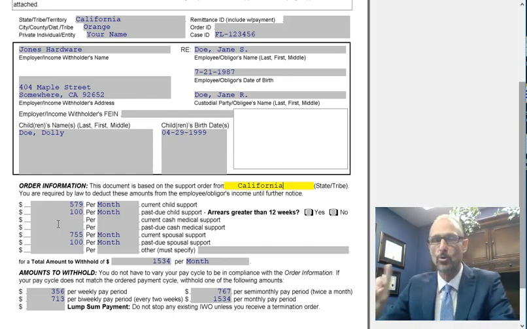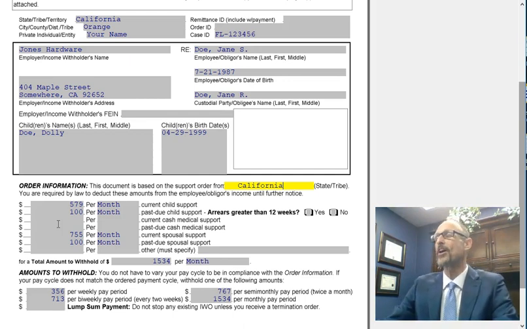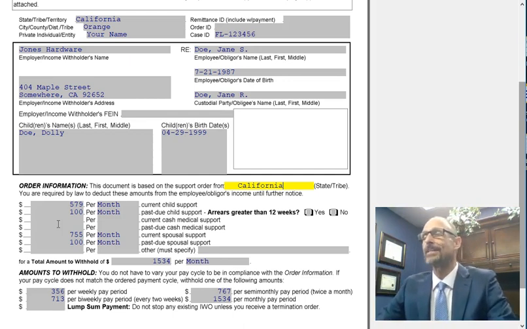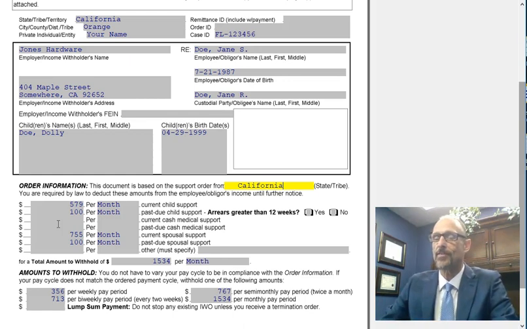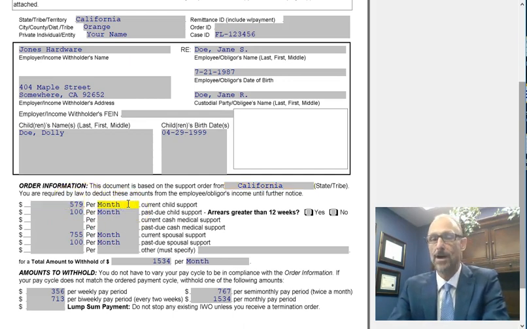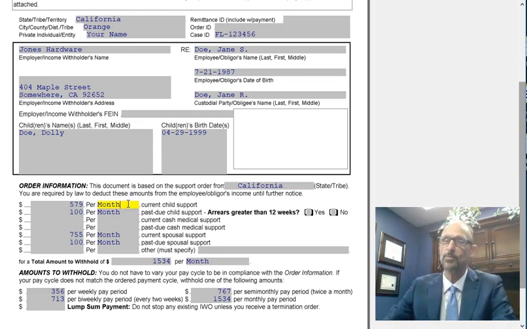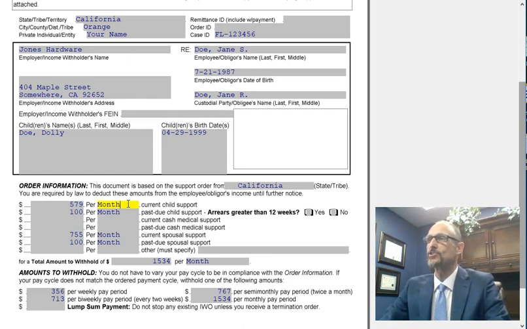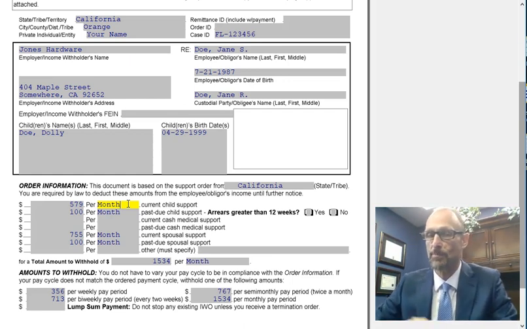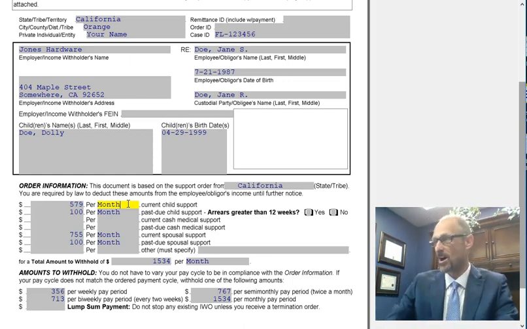And as part of your court order, the court ordered them to pay $100 a month for back child support and an additional $100 a month for back spousal support. Then this might be how your form looks. So I've got $579 per month on this form as current child support. So under current child support, put the amount of current child support that they are supposed to be paying, and then put per month on the right-hand side.